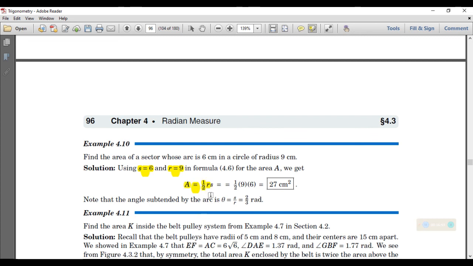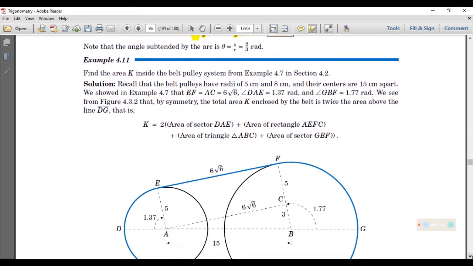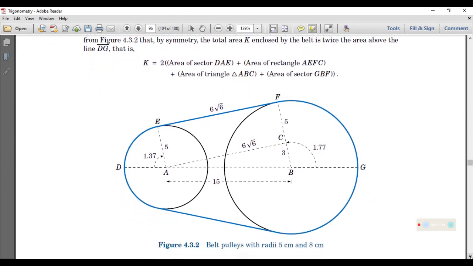A is equal to 1/2 radius times S, which is our arc length. Substitute all the values. We have 1/2 times 9 times 6. We have 27. And then affix your unit of measurement, centimeters, and don't forget the square on top of it as its superscript. So this will give you 27 square centimeters. For the application, it is the same principle. So just read through it.